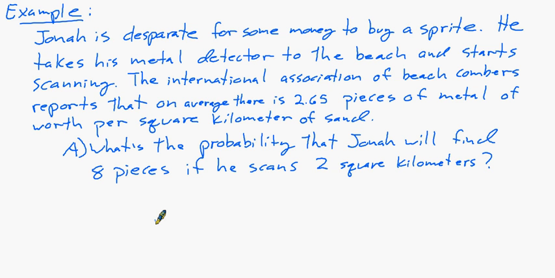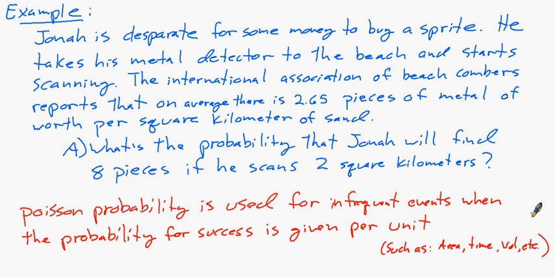So here's a classic example, which is a Poisson probability. Poisson probability is used for infrequent events when the probability for success is given per unit. Like in this case, this is 2.65 per square kilometer. Right? That's our degree of success. And so this is kind of a generic per unit because, in this case, it's per square kilometer, which is area.